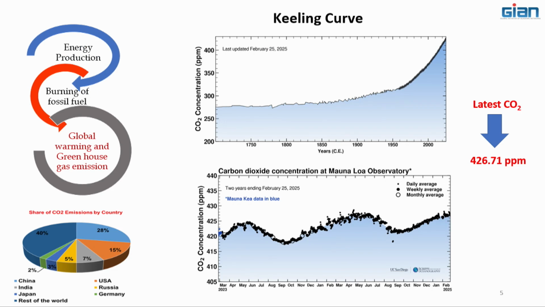So this is very recent data, and I took this data 2 days back. It is about 426.71 ppm. So already we are in a very dangerous state. Okay, we need to take measures. What are the technologies we can use to reduce the carbon dioxide in our atmosphere?